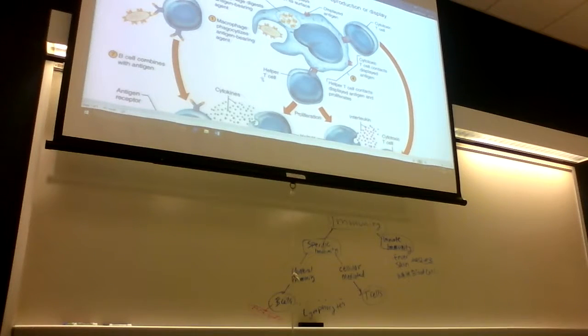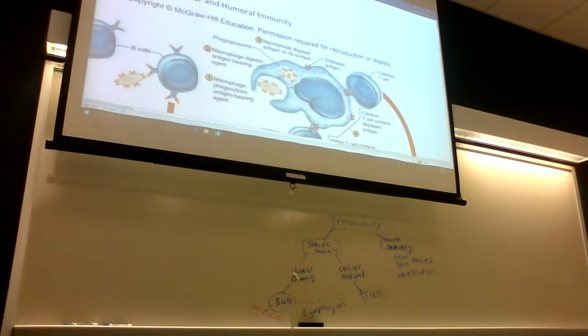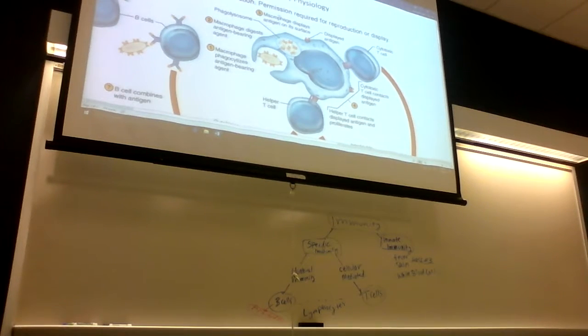So this is worksheet number 8. This is going to be going over cellular and humoral immunity physiology. So this is how cellular and humoral immunity works.